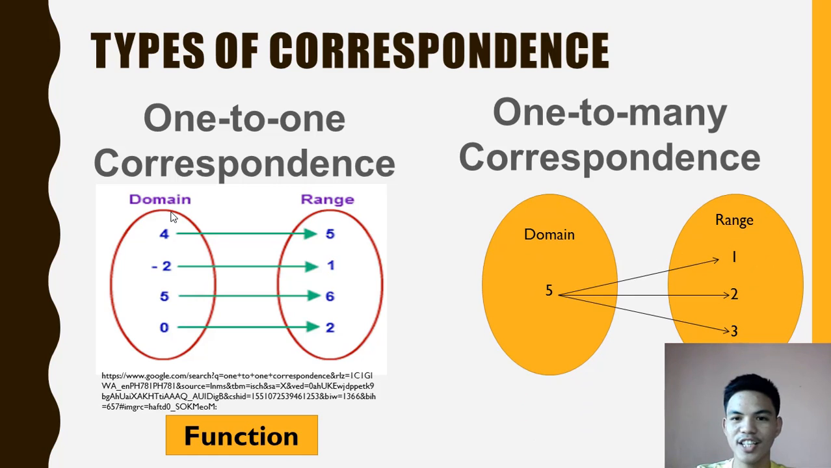The next type of correspondence is one-to-many. So the example here suggests that the domain is only 5, and the range includes 1, 2, and 3. Since the domain element 5 has been repeated thrice, it is no longer a function. Instead, it's a relation.